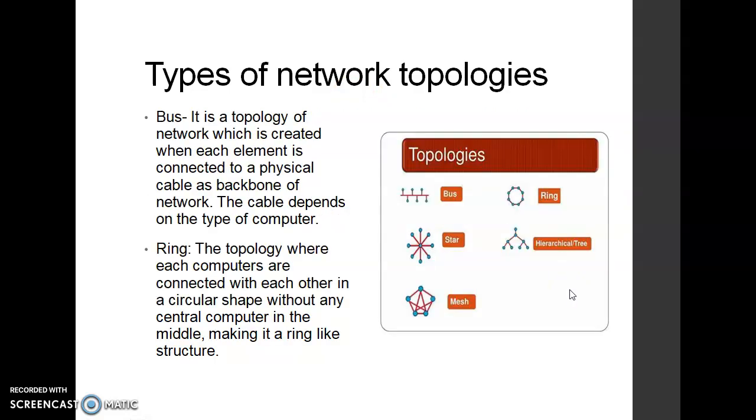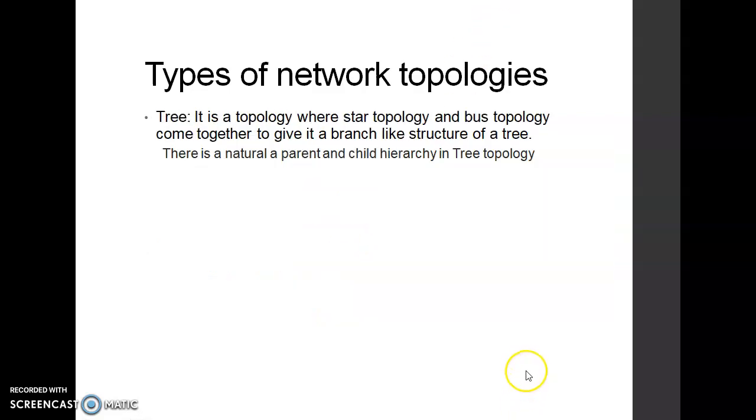Types of network topologies. Bus is a topology of network which is created when each element is connected to a physical cable as the backbone of the network. The cable depends on the type of computer. Ring: the topology where each computer is connected with each other in a circular shape without any central computer in the middle, making it like a ring structure. The topology diagrams are provided for better knowledge.